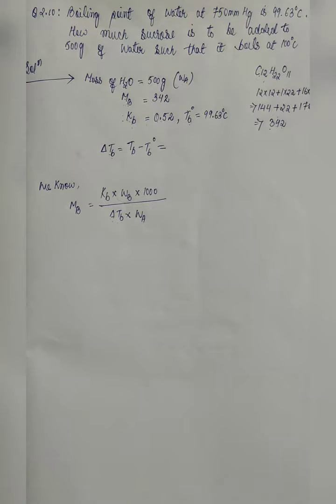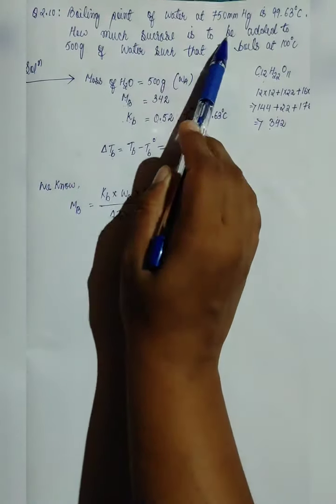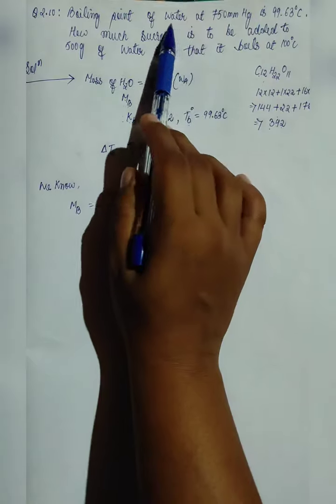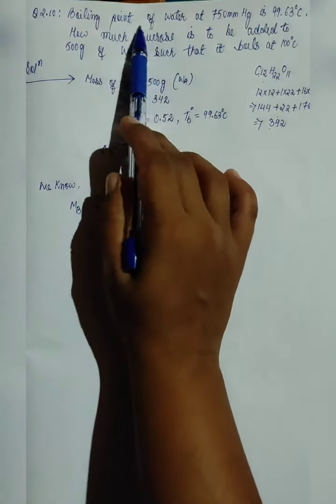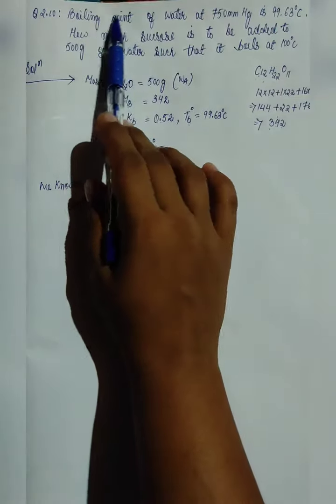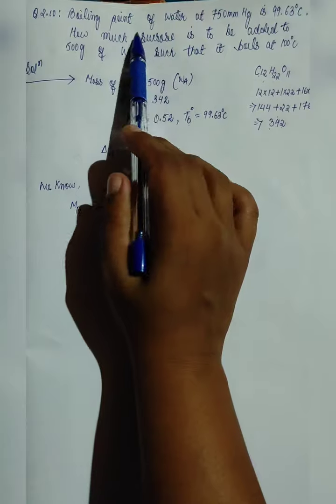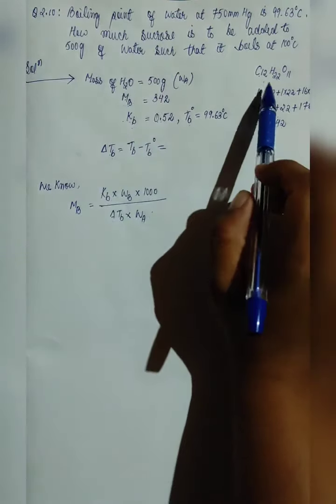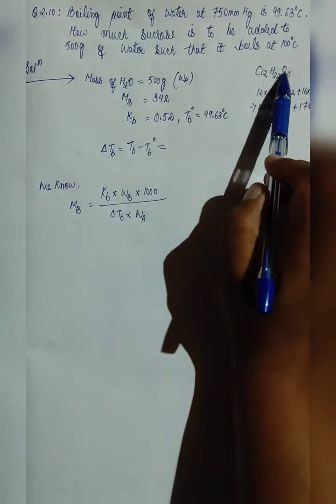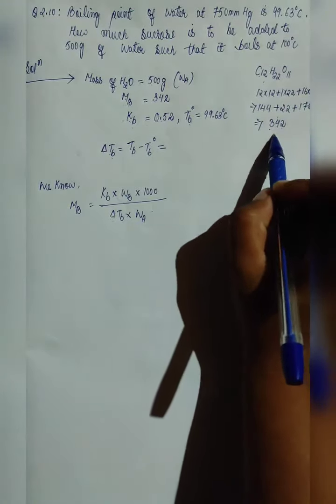Now, what is this question asking us to find out? How much sucrose is to be added? That means it is asking us to find the number of moles or mass of the sucrose. And we also have to know the formula of any component mentioned in the question. In this case, sucrose, the chemical formula is C12H22O11. So upon calculation, we will be able to find out the molecular mass.